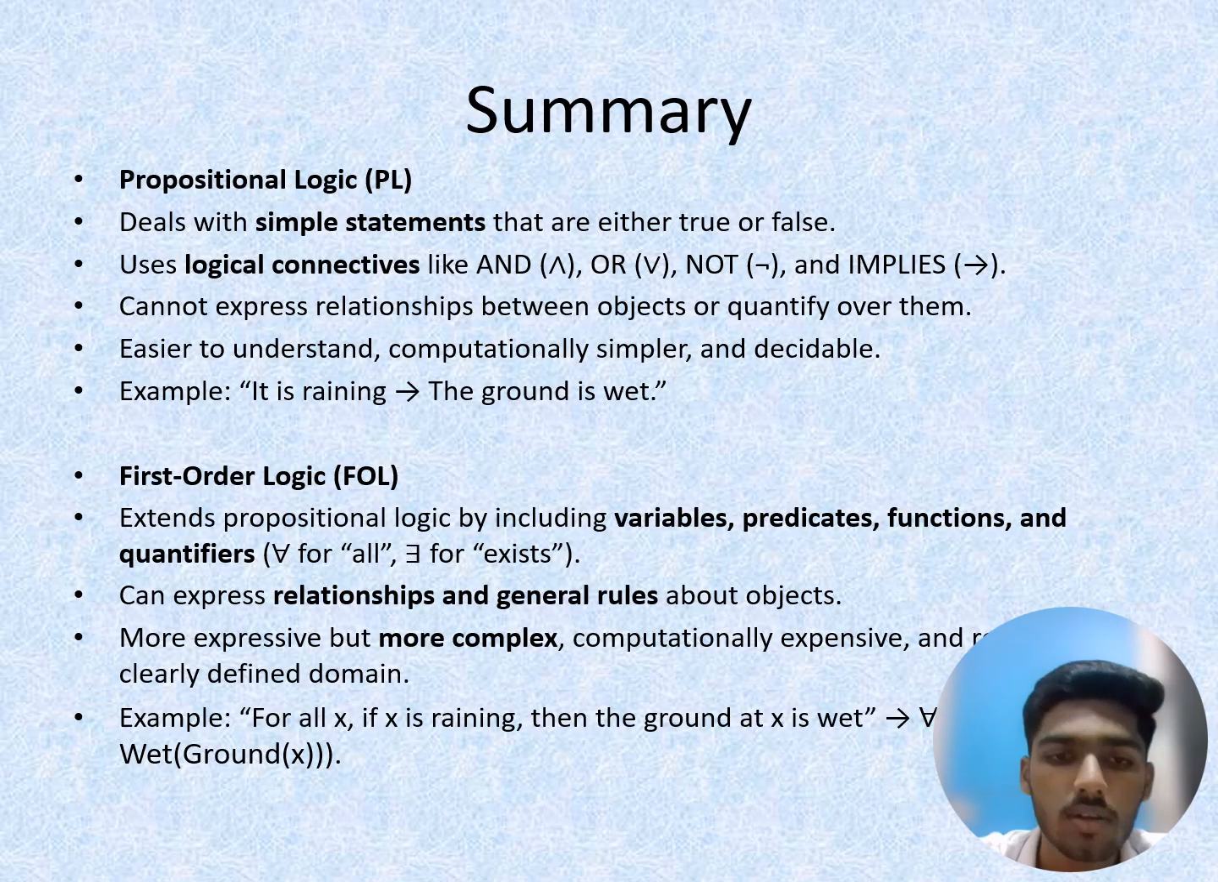Let's bring it all home with the summary. Propositional logic is simple, fast, and deals with basic true-false statements. Its weakness: it cannot express relationships or general rules. First order logic extends propositional logic. It gives us variables, predicates, and quantifiers. This allows it to represent complex, real world knowledge and relationships like our all humans are mortal.